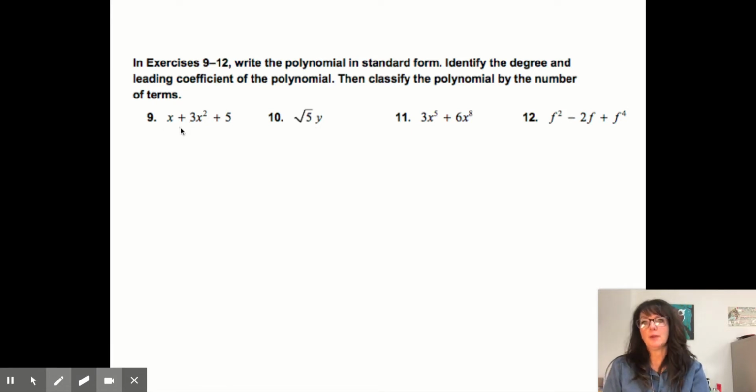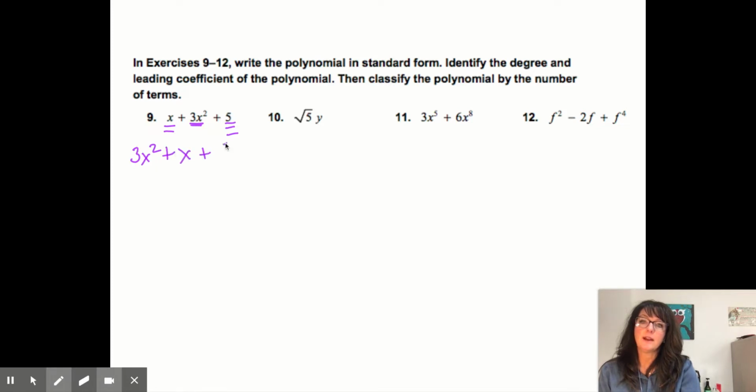So I kind of go through and I like to underline them. So I look at the one with the high exponent. So this is an exponent of 1, exponent of 2, and then I assume 0. So this would be my first term, this would be my second term, and this would be my third term. So I would have 3x squared, and it's positive, so that's positive, plus x and plus 5.